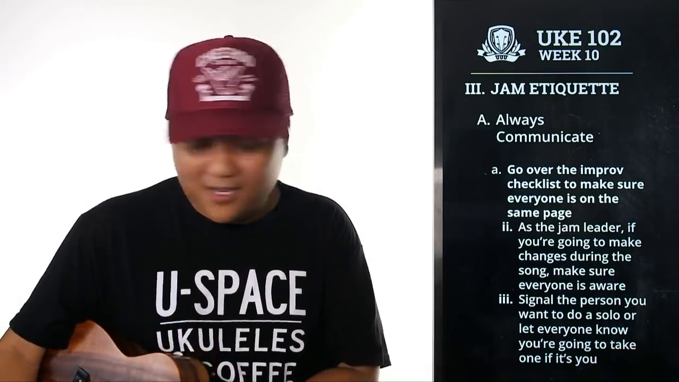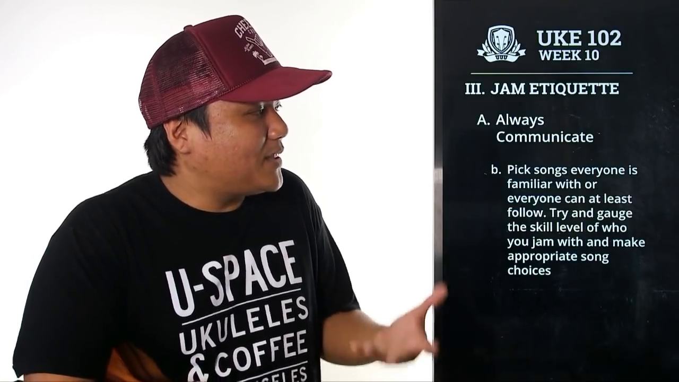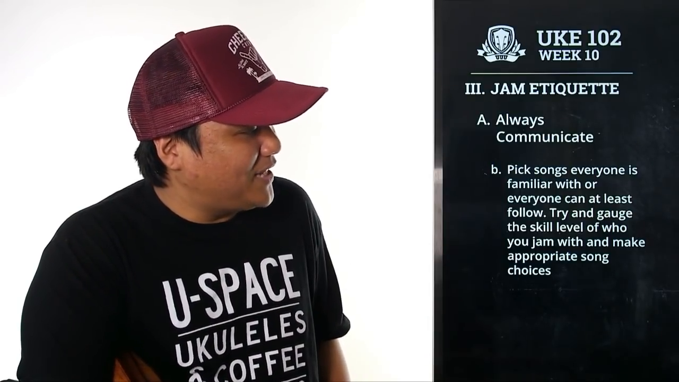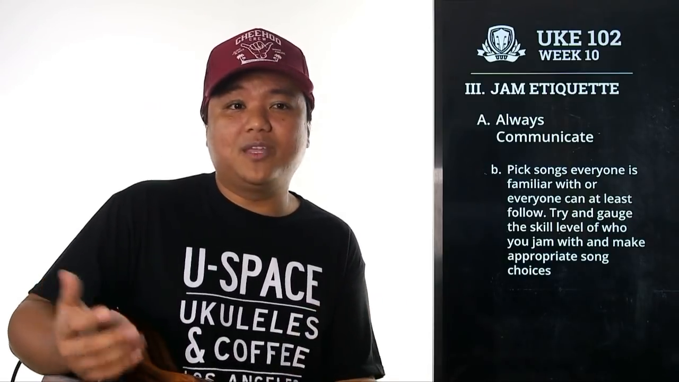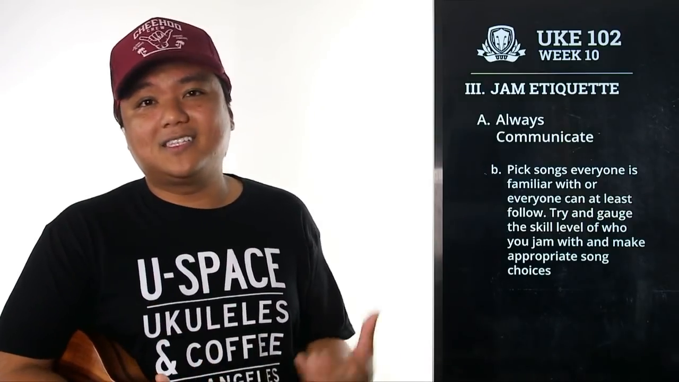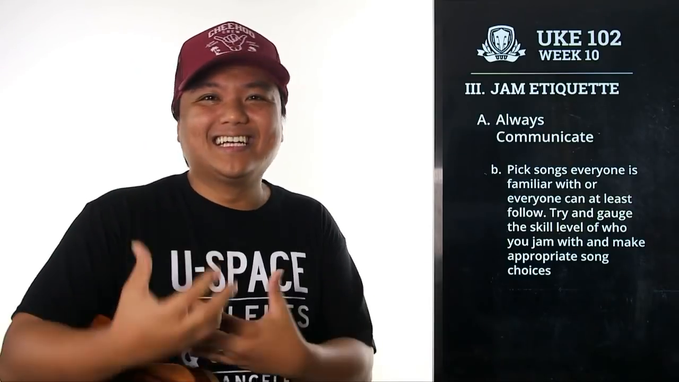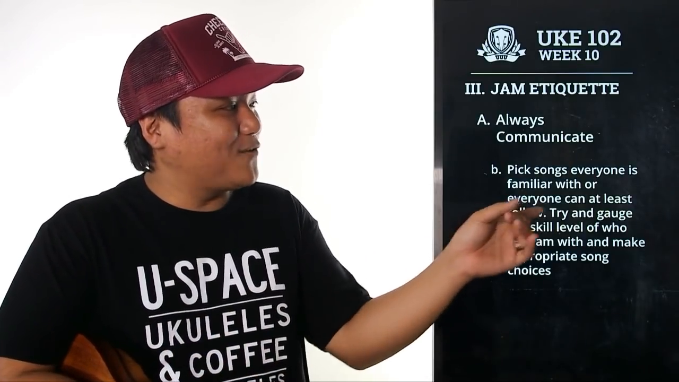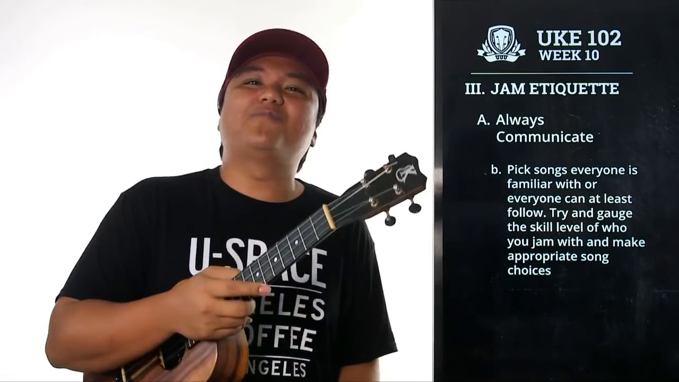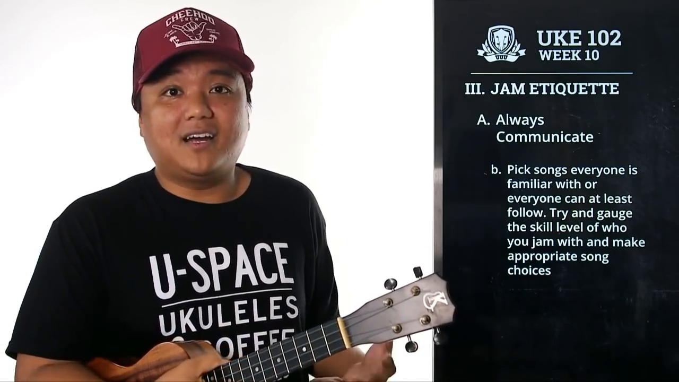All right, very important. Next, pick songs that everyone is familiar with, or everyone can at least follow. Try and gauge the skill level of who you jam with and make appropriate song choices. So if somebody comes up to me like, hey, I've been playing ukulele for like a year, let's jam together, I'm not going to be like, all right, let's do Purple Rain. Or let's jam Bandito Tyler, or something from my album. I'm not going to just assume that they know. I'm going to pick songs that everyone's familiar with.